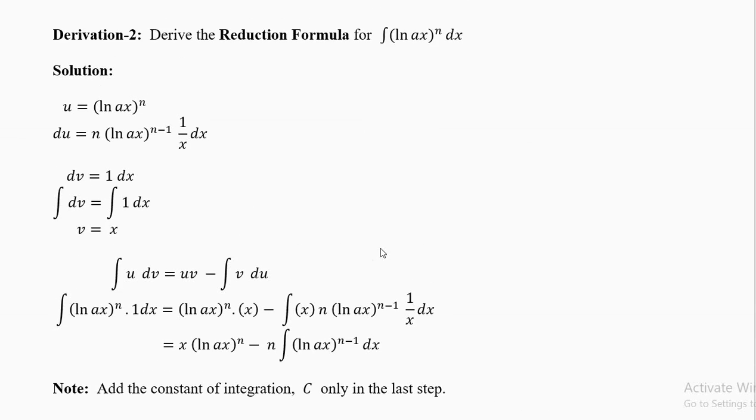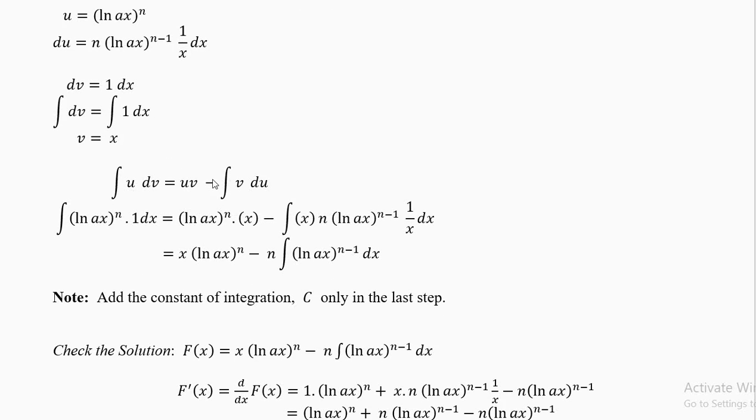Now let's look at the second reduction formula, which is the integral of (ln ax) power n. Now here this appears to be only one function. So you put u equal to the function and dv equal to 1 dx. There is a 1 sitting here which we do not write. We have done this integration of ln x and we took dv equal to 1 dx. So v equal to x and du equal to n times (ln ax) power n minus 1, times 1 over x dx.